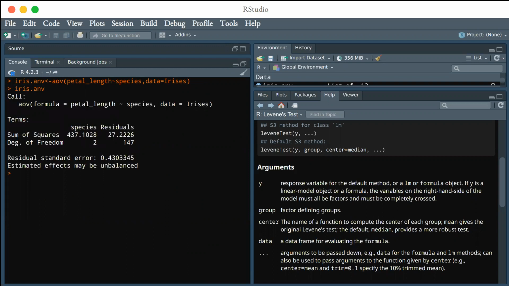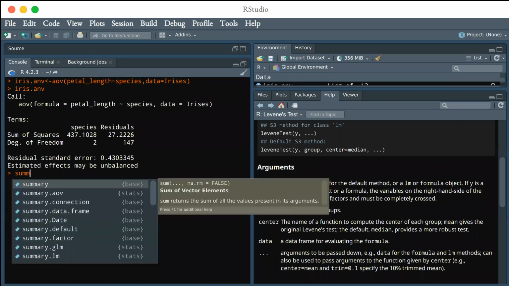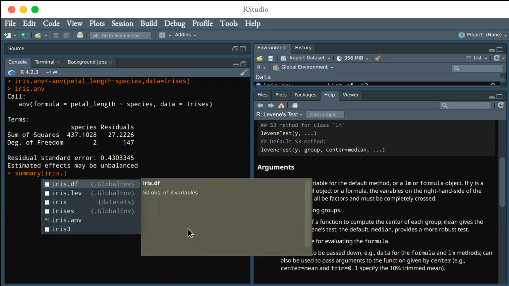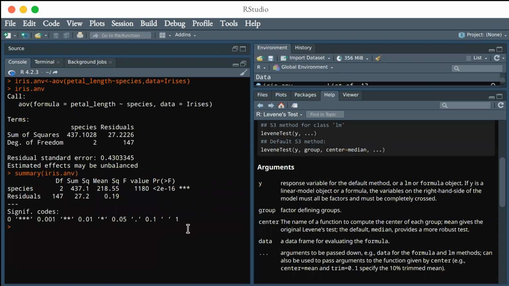Okay, and that's what I get. I see the sum of squares, degrees of freedom, but I don't see the full ANOVA. You can do summary of iris.aov, and that is the ANOVA summary.